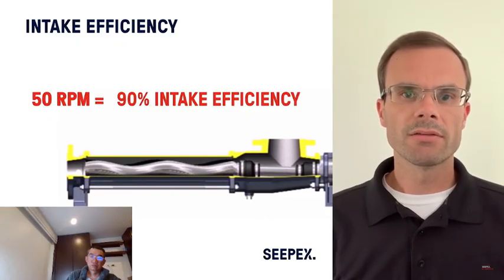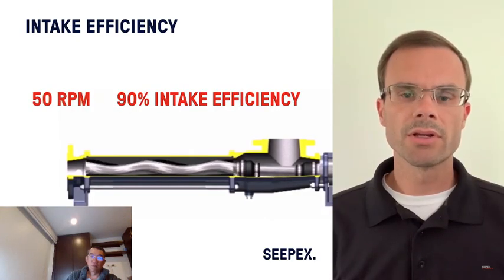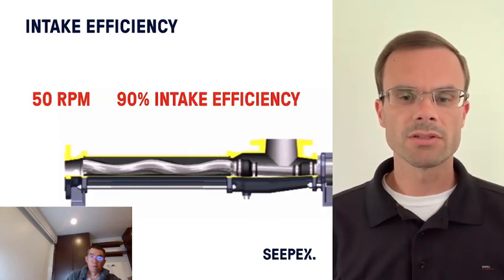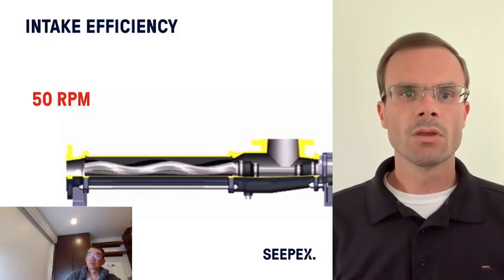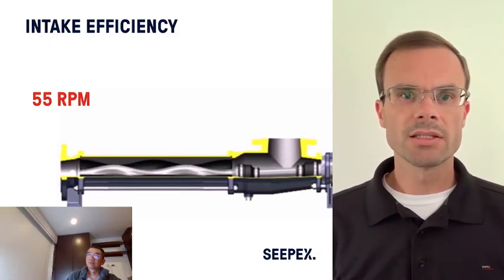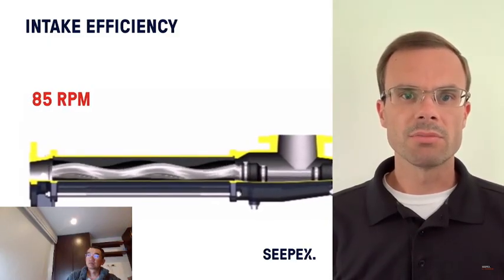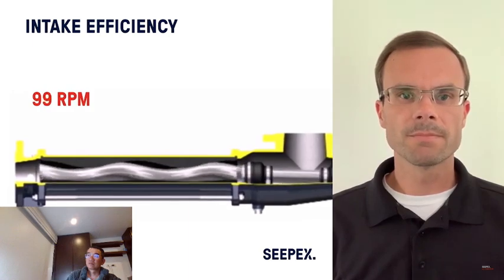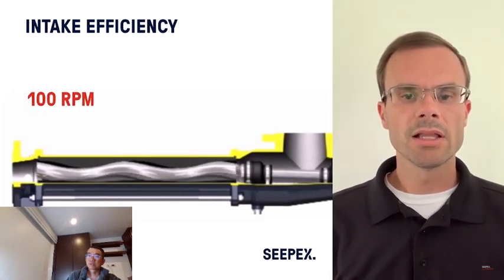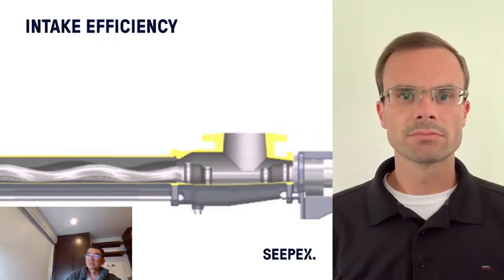If the product is very, very thick, we may never reach 100% intake efficiency, and that's okay. In most situations, we can size the pump with some intake efficiency less than 100% and compensate by simply increasing the speed of the pump. Running a little faster allows us to achieve the desired flow.